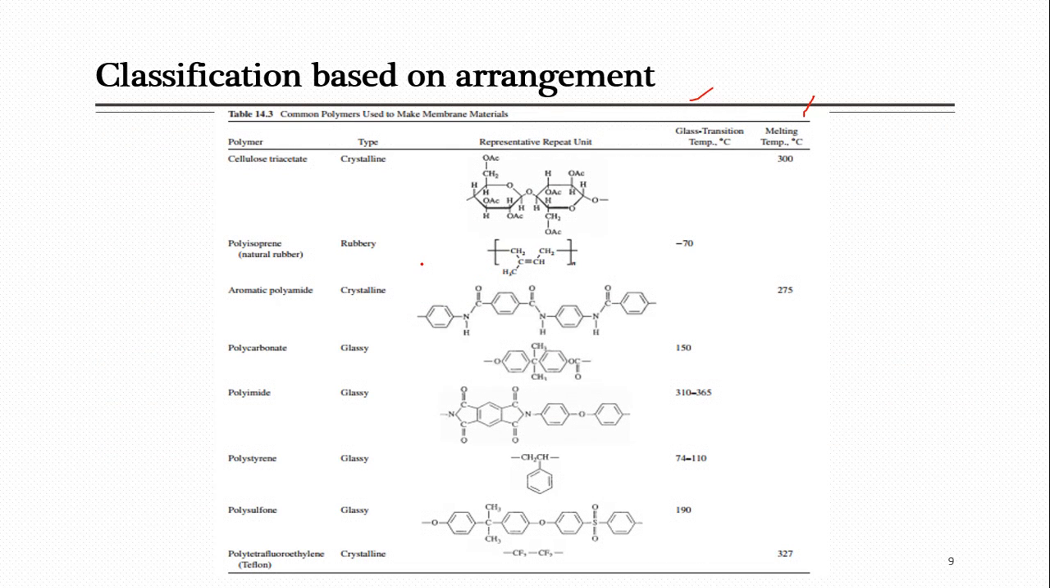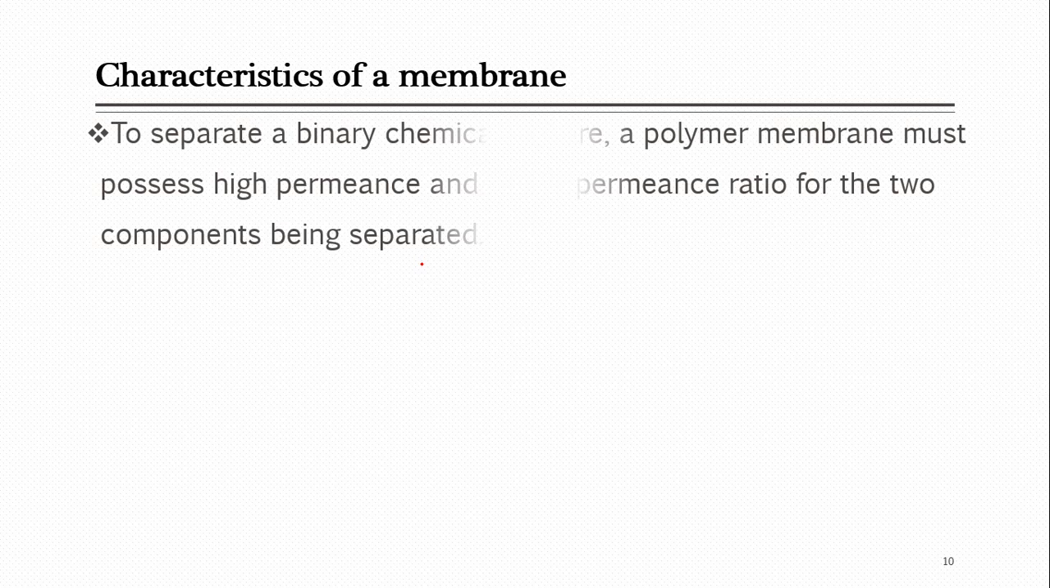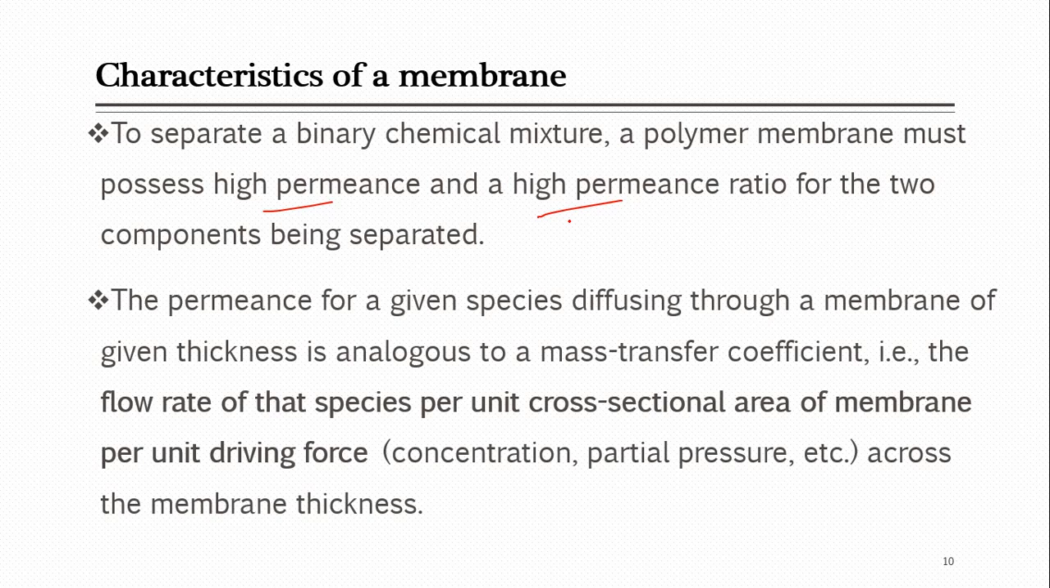Which material should we select? Actually, we should select such material which is good for our separation. It provides high permeance of one component of the feed and overall high permeance ratio. I have talked about this in detail in the last lecture. If you can just check what this means.